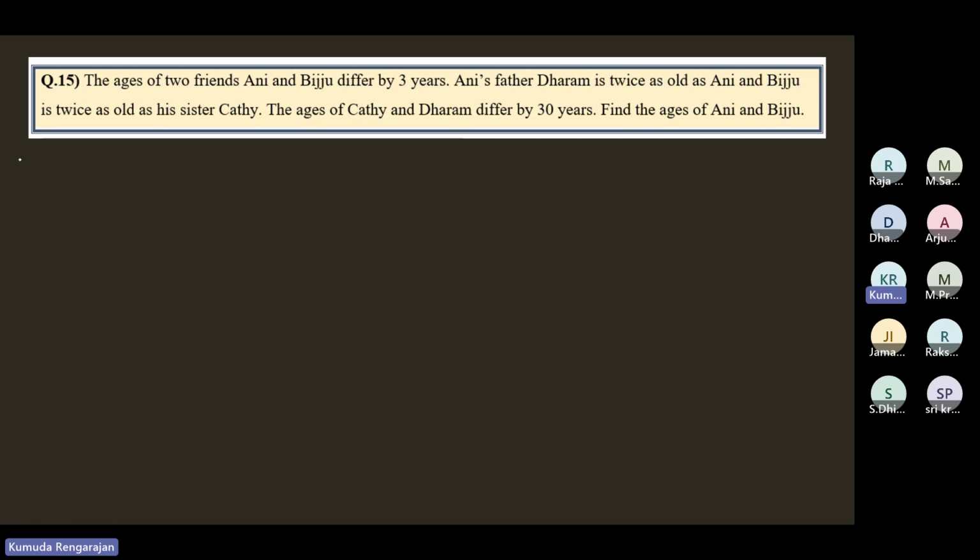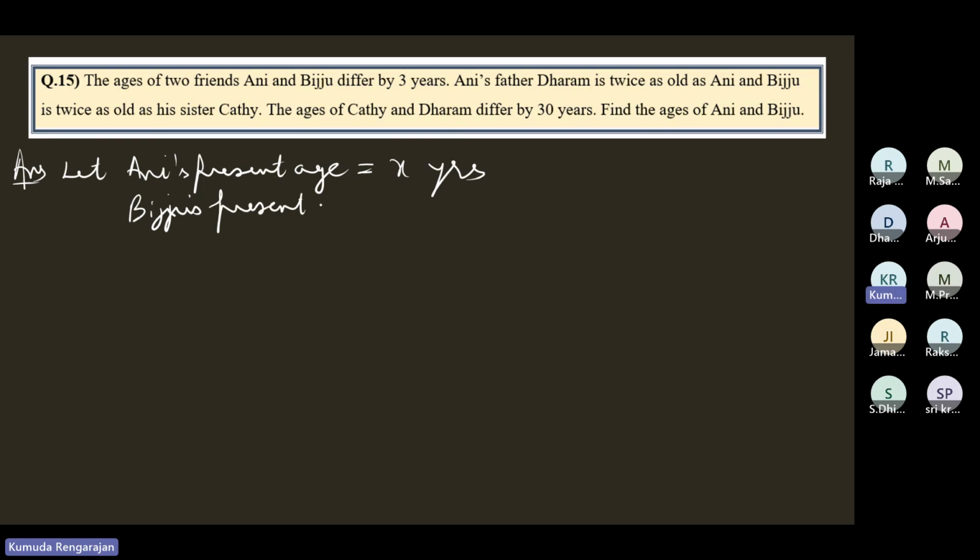So let's first assume, don't write children, let Annie's present age. This one I'll explain. There's another question which will be a test for you. Okay, so let Annie's present age be X years and Biju's present age be Y years.